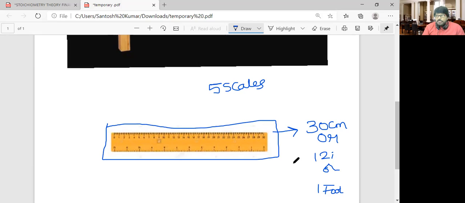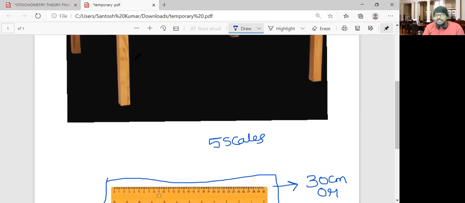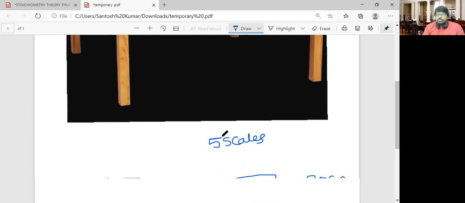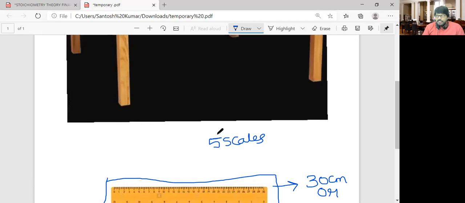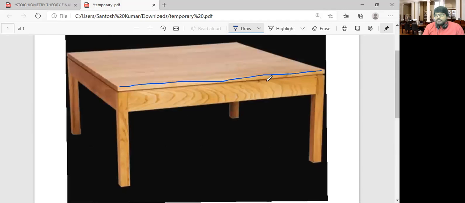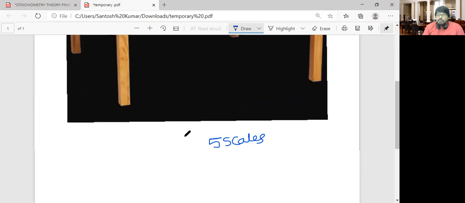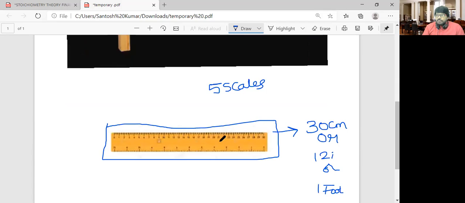This is the general example I have discussed to explain the concept of relative atomic weight and absolute atomic weight. What is the relative length of this table? 5 scales. That means the actual length, or original length, or absolute length of the table by the length of this scale is equal to 5 scales.